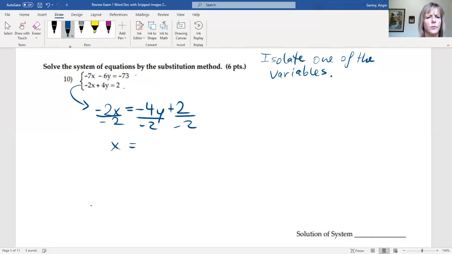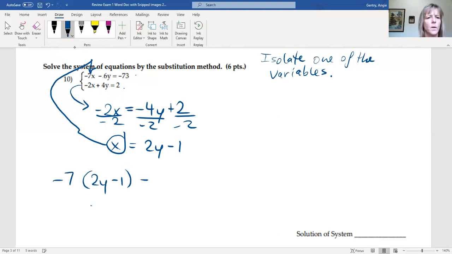So x equals 2y minus 1. Do you see how that is the easiest thing you can do? It's nice and clean. It doesn't have any fractions. Now, if you isolate that one, then you take that x and plug it back into the other equation. So we have -7 times x, which happens to be 2y minus 1, minus 6y equals -73.